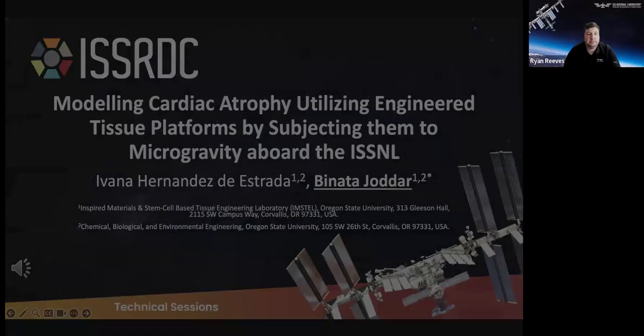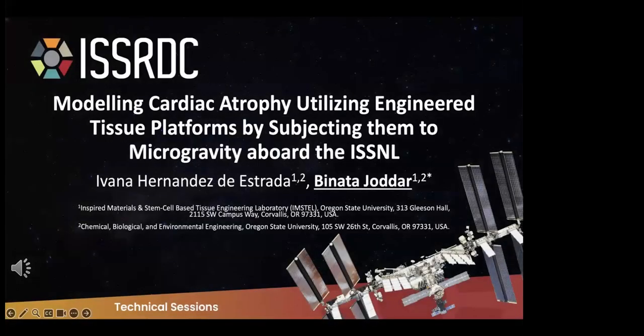It's the narration for the project titled Modeling Cardiac Atrophy Utilizing Engineered Tissue Platforms by Subjecting Them to Microgravity aboard the International Space Station National Laboratory. The project was authored by Dr. Benata Jadar with myself, Ivana Hernandez, as the first author. This work was carried out at Dr. Jadar's IMSTEL lab at Oregon State University.